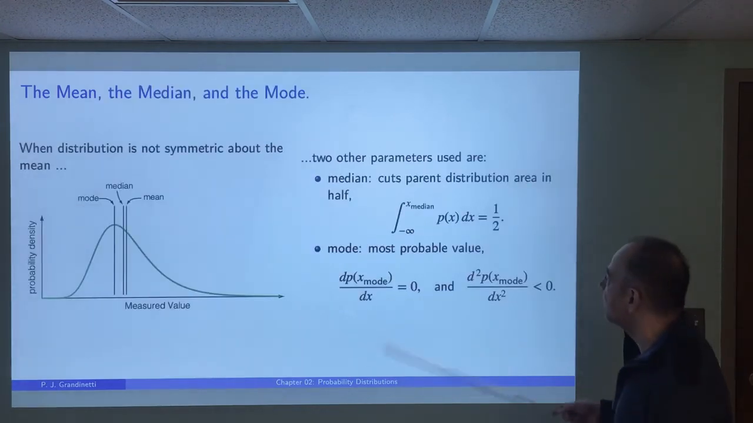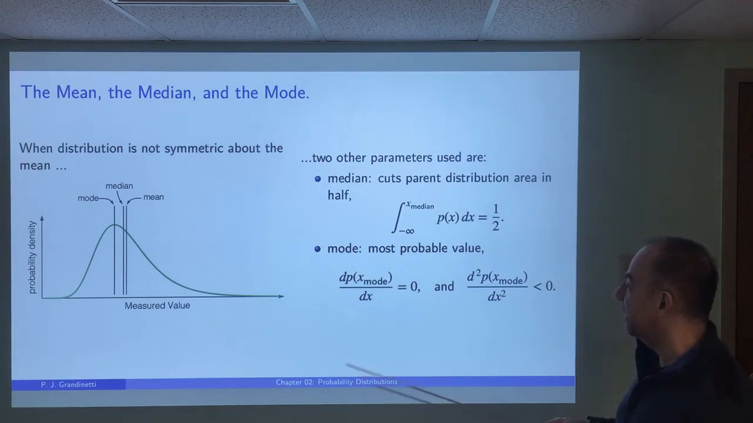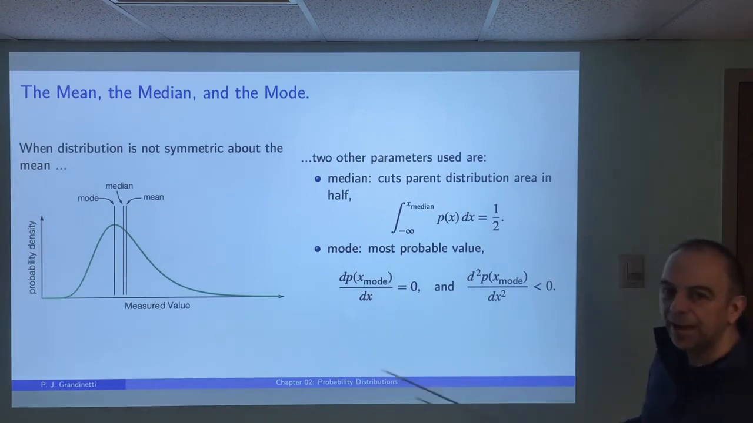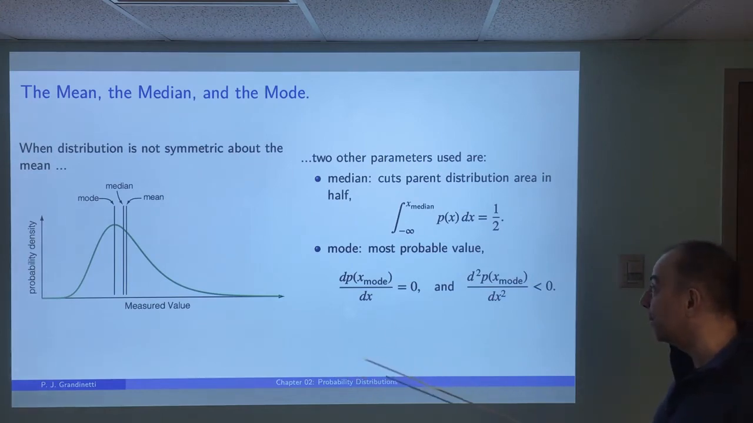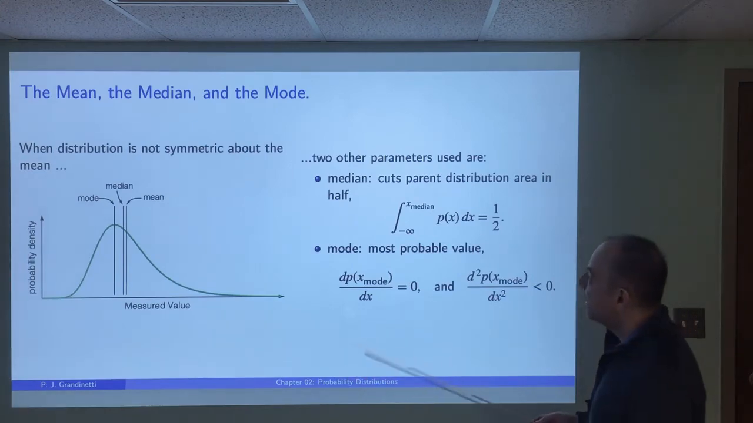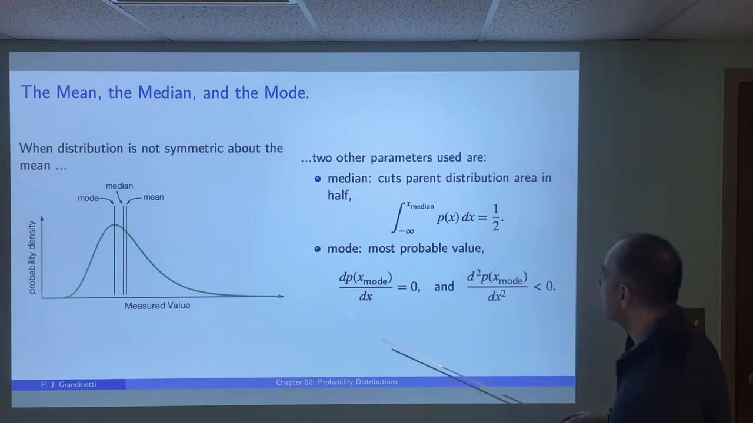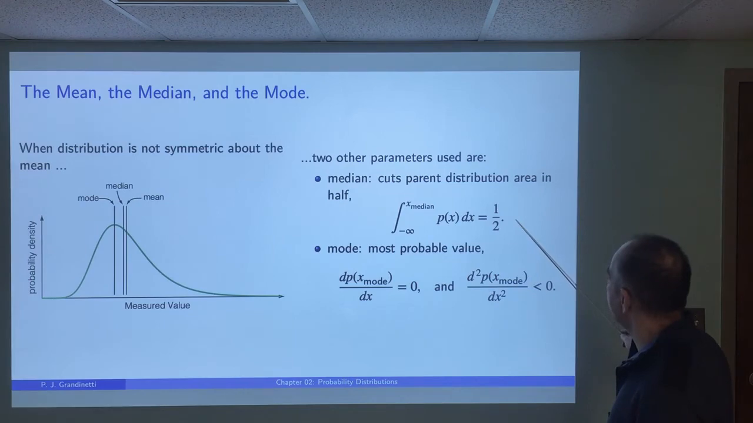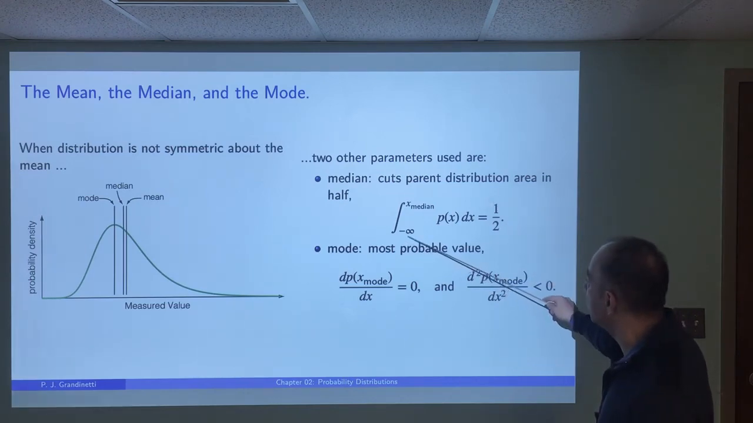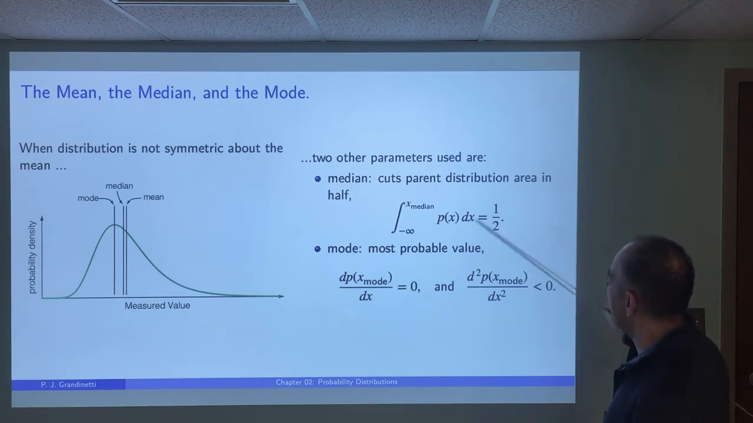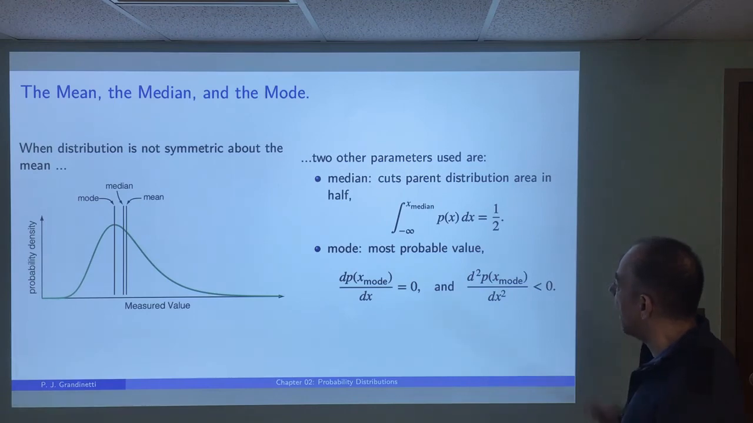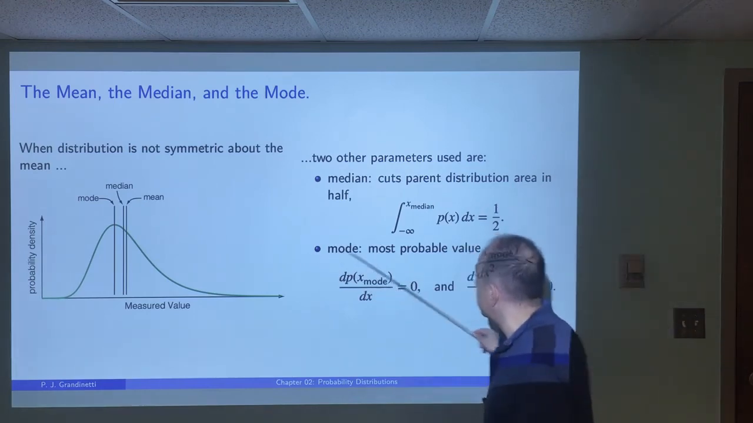Now, sometimes when you're looking at distribution functions, you'll find that they're not symmetric, so the mean might not be the best number to report, or maybe you want to report numbers to supplement the mean. Two other numbers that people often report are the median, which is the value that cuts the parent distribution in half. If you integrate the parent distribution from one side to the median, that will give you a value of 1/2. So what you're looking for is the value that gives you 1/2.